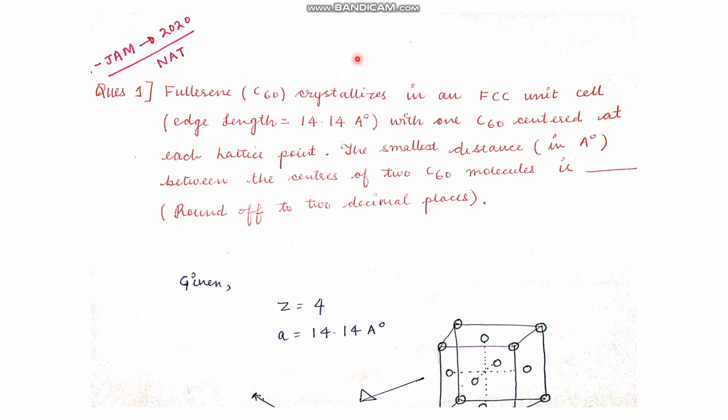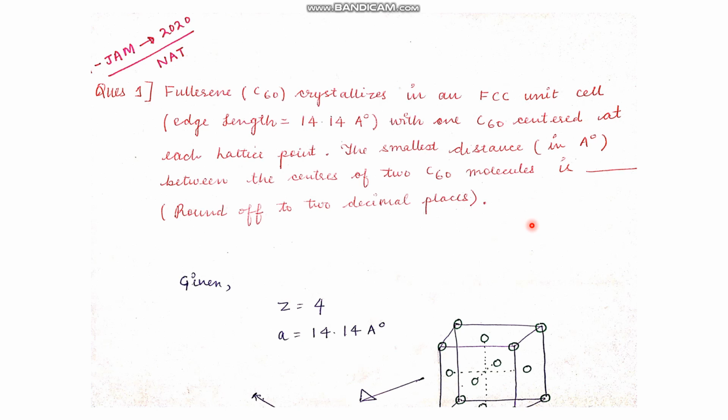So the question is: fullerene C60 crystallizes in an FCC unit cell, edge length 14.14 angstrom, with one C60 centered at each lattice point. The smallest distance in angstrom between the centers of two C60 molecules is, right? So the question is very simple. Just the examiner has put up this question in order to confuse the students. He just played with the words, right?